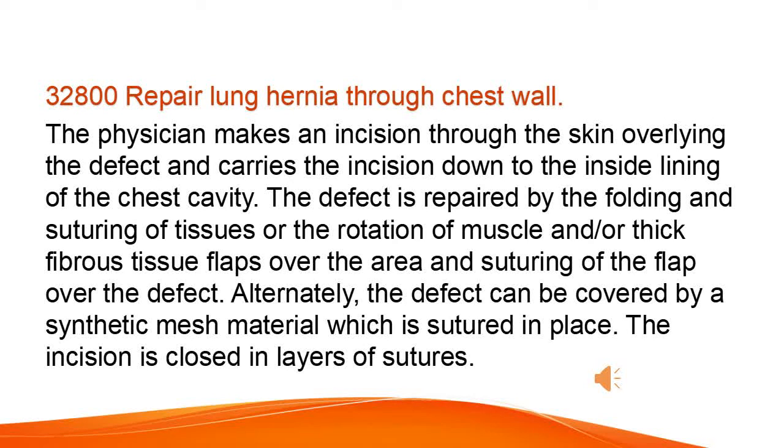Repair lung hernia through chest wall. The physician makes an incision through the skin overlying the defect and carries the incision down to the inside lining of the chest cavity. The defect is repaired by the folding and suturing of tissues or the rotation of muscle and/or thick fibrous tissue flaps over the area and suturing of the flap over the defect. Alternately, the defect can be covered by a synthetic mesh material which is sutured in place. The incision is closed in layers of sutures.